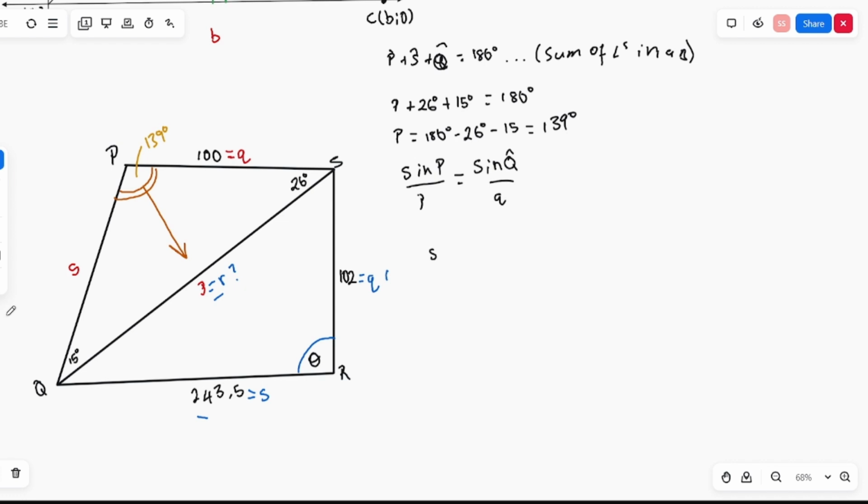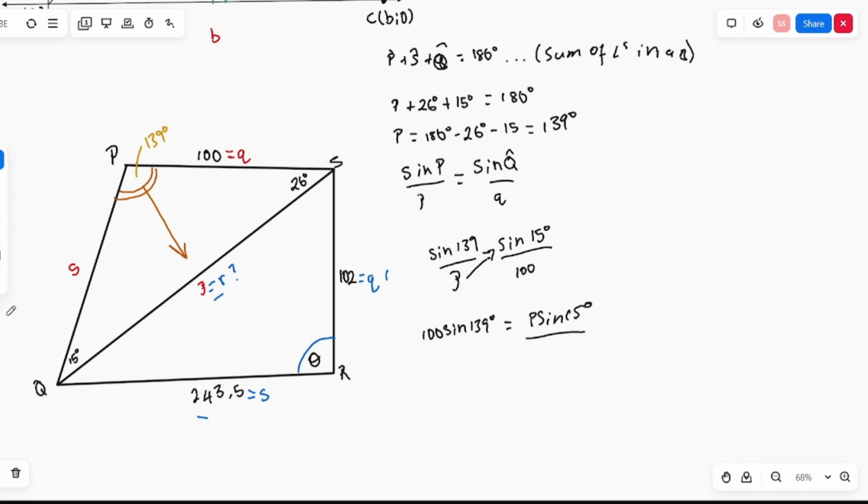So we are going to have sine P, we know it's 139, divided by our P is equal to sine 15, which is our angle at Q, and then our side, that is PS, which is also q, is going to be 100. Then you do the cross multiplication, and you are going to have 100 sine 139 is equal to P sine 15, right?